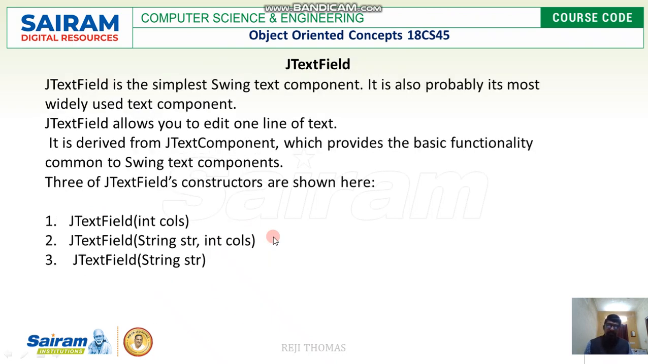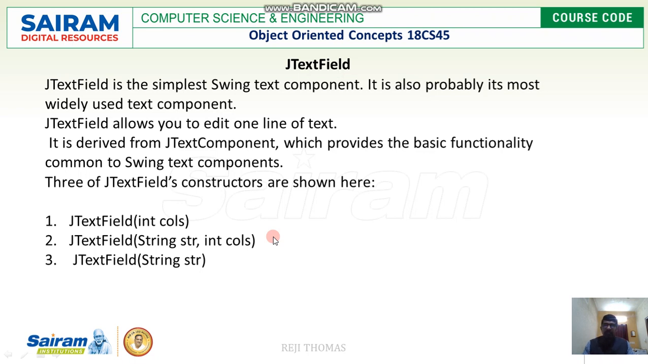Now let us see what a text field is. This is again the simplest Swing text component, and this is probably the most widely used one. This helps us to edit one line of text. This is not normally used for multiple lines of text. Please remember it, it's used only for one line of text.